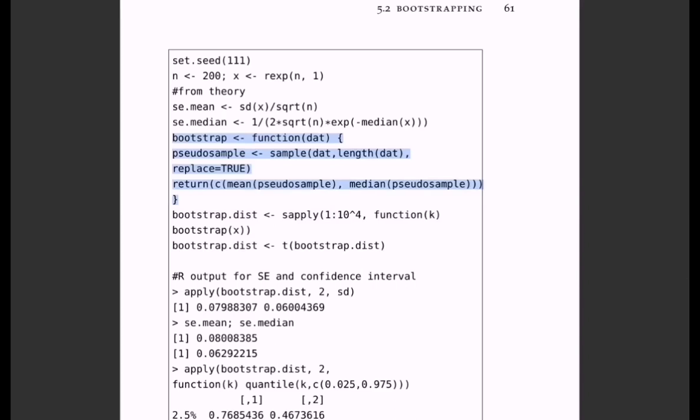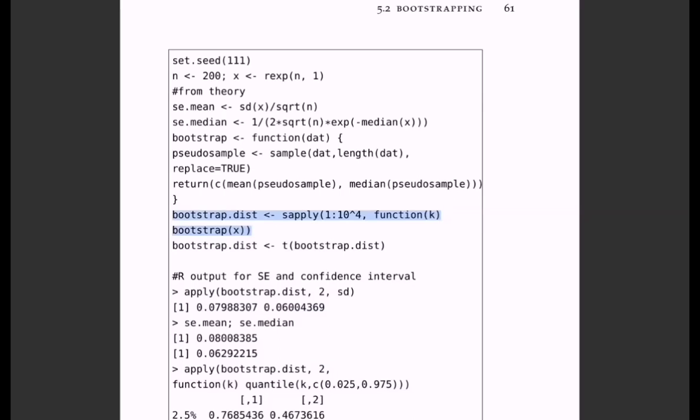You basically sample with replacement. Sample the data, where dat is the input, which is your data vector. You sample a length equal to the length of the data, and replace equals true, so you sample with replacement. After that, in this problem, I want two statistics: one is the mean, one is the median. So I return these two values. That's very easy. And then the bootstrap distribution is basically I just iterate this 10,000 times, operating on this bootstrap function many times.